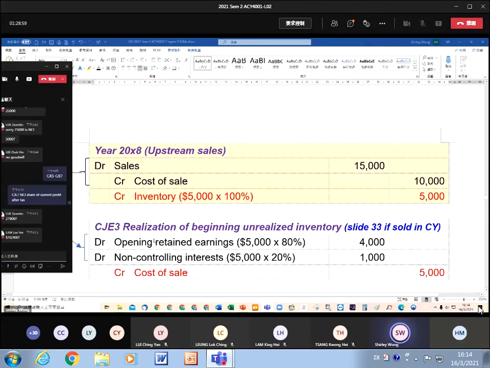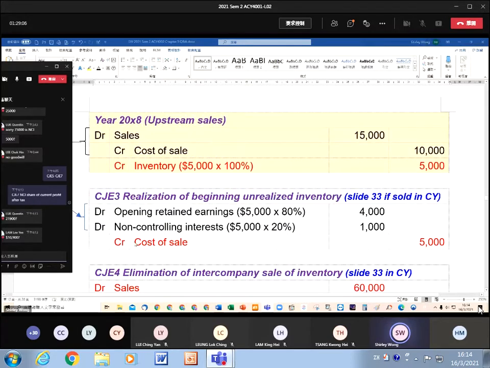And then for here, there is an upstream transfer of inventory. So when there is an upstream transfer of inventory, finally, the inventory is being sold. Therefore, we need to reduce the cost of goods sold for the current year. When we make the sales, we need to reduce the cost of goods sold, and then increase the profit. So we need to take care of this information.